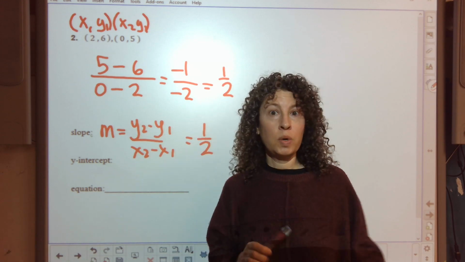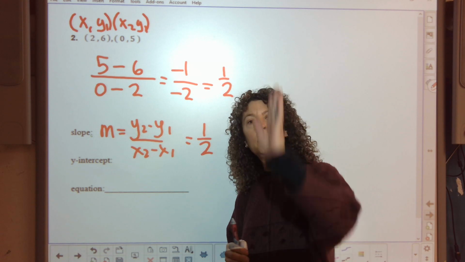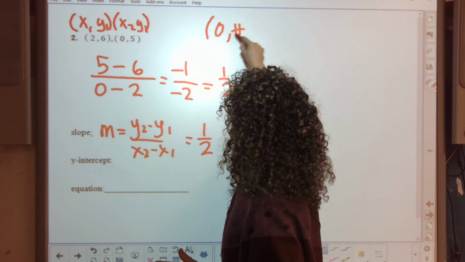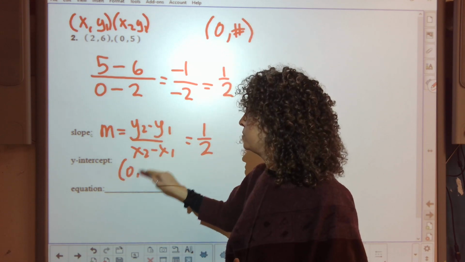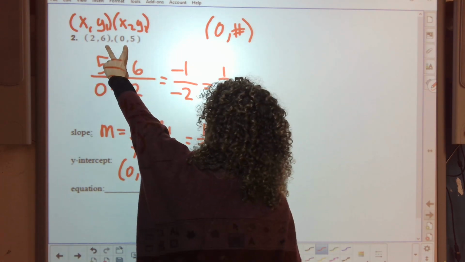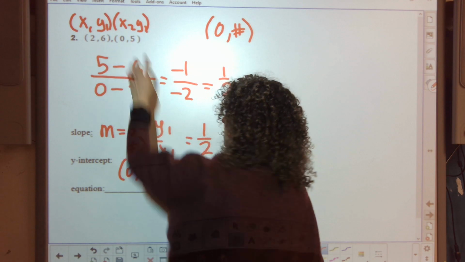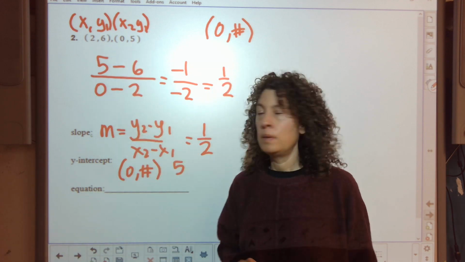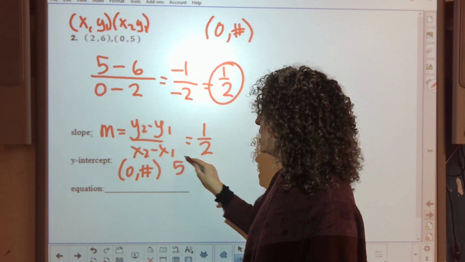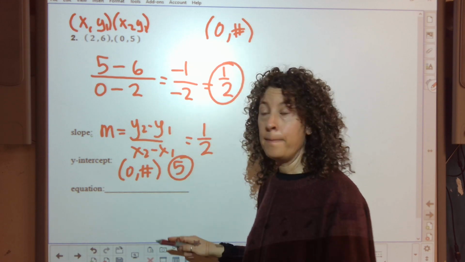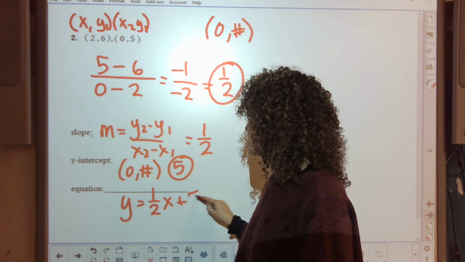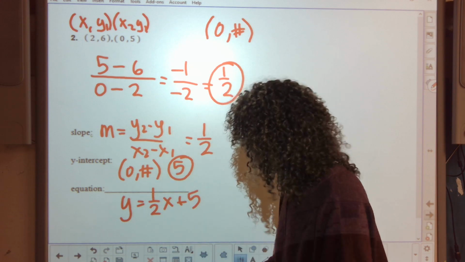My y-intercept. So again, we talked about how any ordered pair on the y-axis always starts with 0. So I'm looking for 0 and then a number. That's going to be my y-intercept. 0 and then a number. It has to start with the 0. So of these two ordered pairs, they've given me the y-intercept. It's that 0, 5. So in this case, my y-intercept is 5. So I'm going to plug in 1/2 for my m. I'm going to plug in 5 for my b. And I get y equals 1/2 x plus, in this case, 5. That's where it crosses the y-axis.